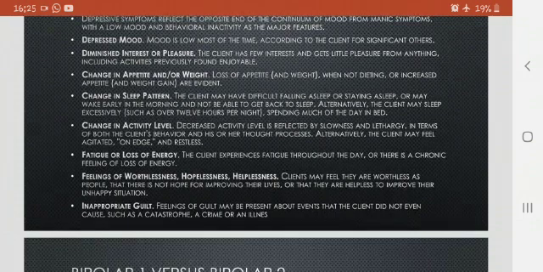Next one is feeling of hopelessness and helplessness. The client may feel they are worthless as people, that there is no hope for improving their lives, or that they are helpless to improve their unhappy situation. Inappropriate guilt. Feelings of guilt may be present about events that the client did not even cause, such as a catastrophe, a crime, or an illness.